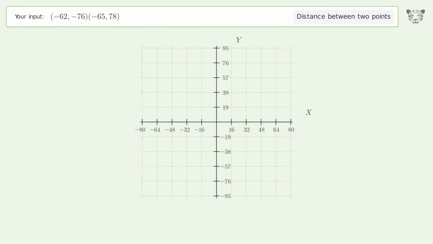The coordinates of point 1 are x1 equals -62 and y1 equals -76. The coordinates of point 2 are x2 equals -65 and y2 equals 78. D is the distance between the 2 points.